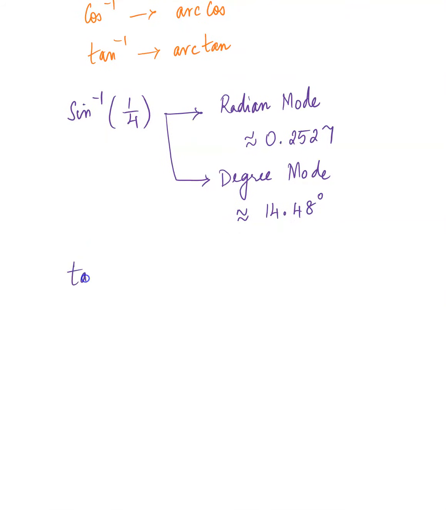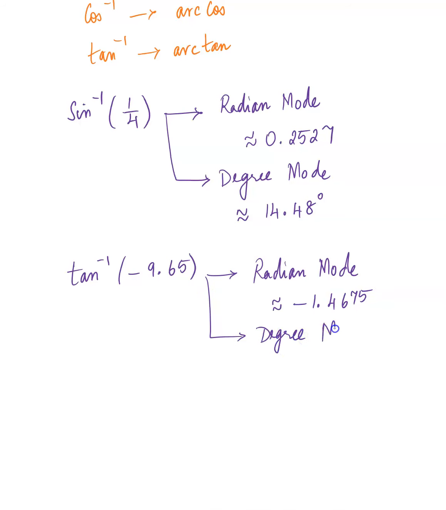And try this as well. Tan inverse of negative 9.65. Here again, if you were using the radian mode, the angle will be approximately negative 1.4675. Remember, it's giving us the decimal form, but if you were to see it in terms of pi, then pi is 1.5 something, so this is very close to negative pi over 2. You can kind of sense its position. Then you have the degree mode, which is negative 84.08 degrees. Again, we expected it to be close to negative pi over 2, which is negative 90 degrees, and so the degree mode answer gives us negative 84 degrees, so we were in the neighborhood. That's how you kind of eyeball your answers sometimes.